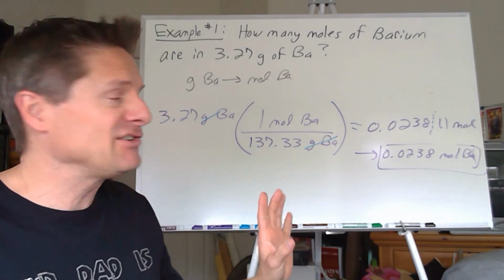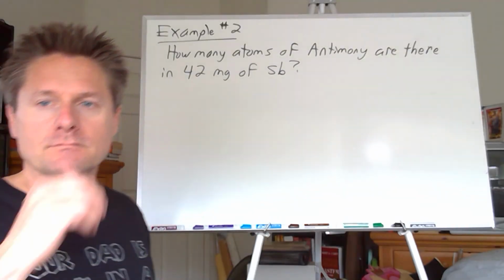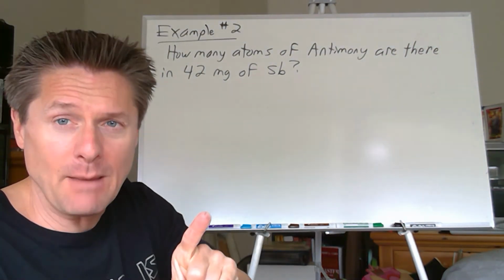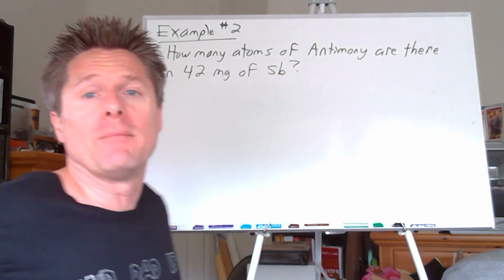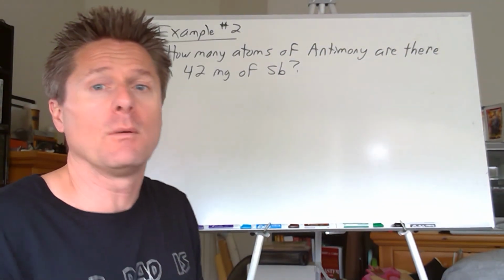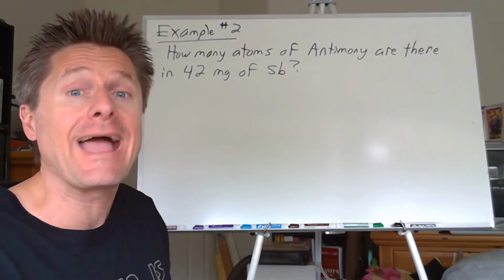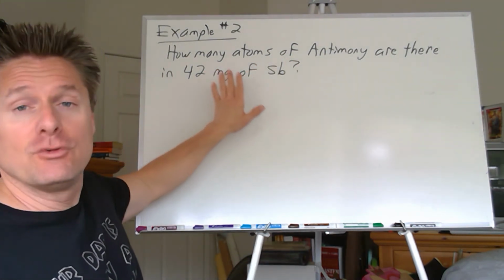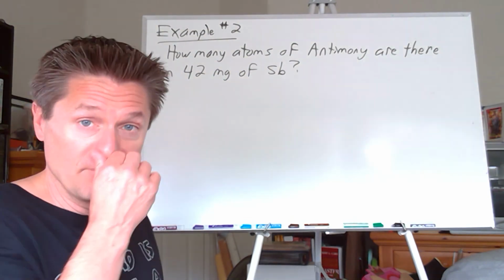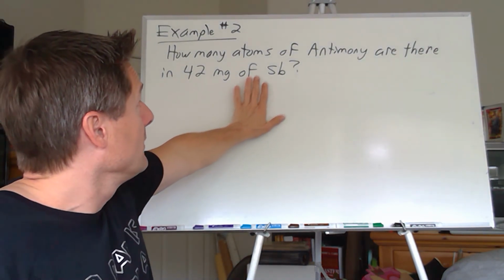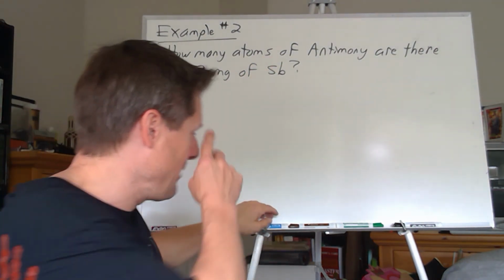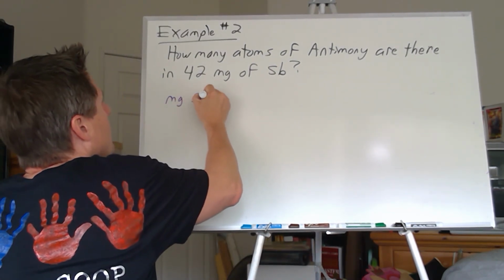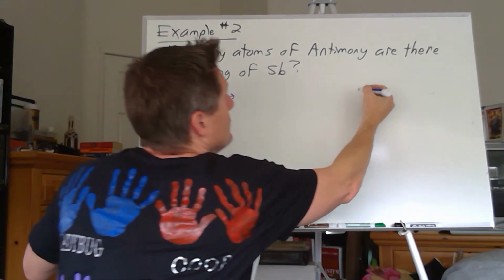Let's do another calculation and advance it a little bit. This one might be a little more challenging. Not a simple one-stepper, but it uses the concept of molar mass, and we're still dealing with just elements. When we get to compounds, we're going to have to figure out how to calculate those. All right, how many atoms of antimony are there in 42 milligrams of antimony? Right? So we're starting with milligrams. We've got to get to atoms. So let's think about a game plan here. We're starting with milligrams of antimony, and we want to get to atoms.